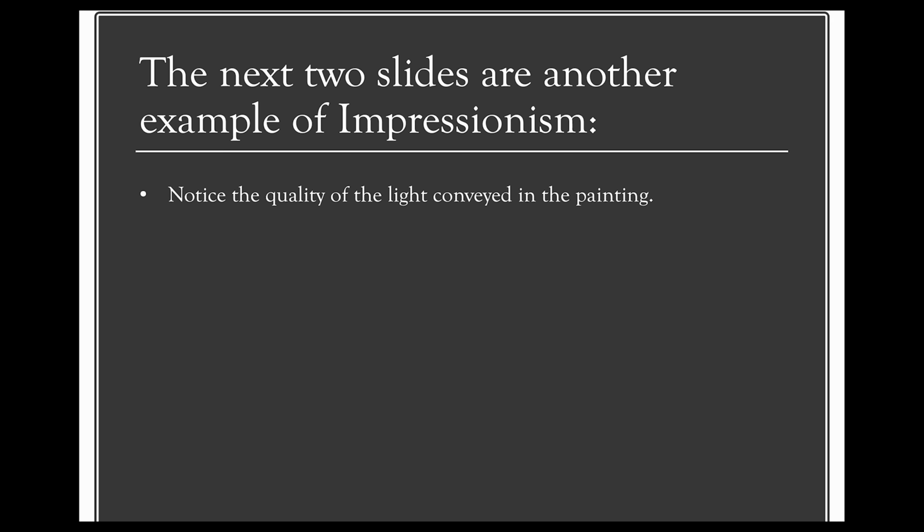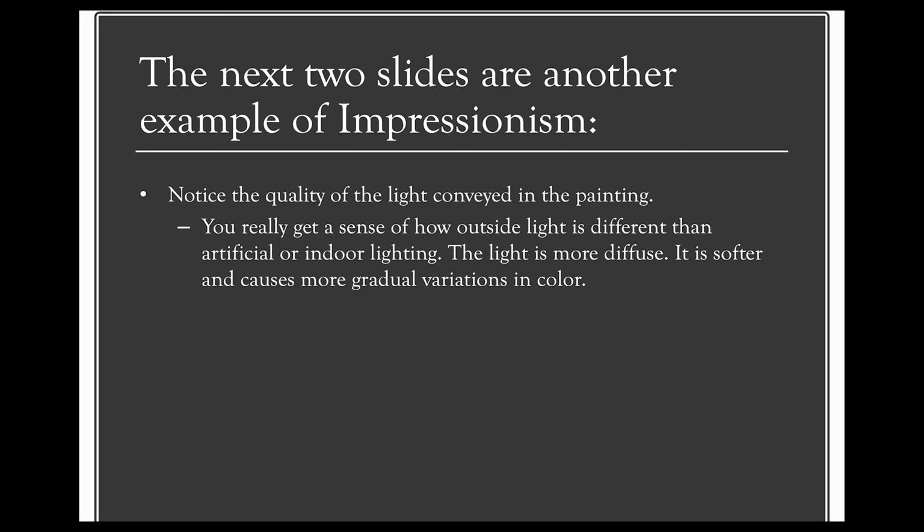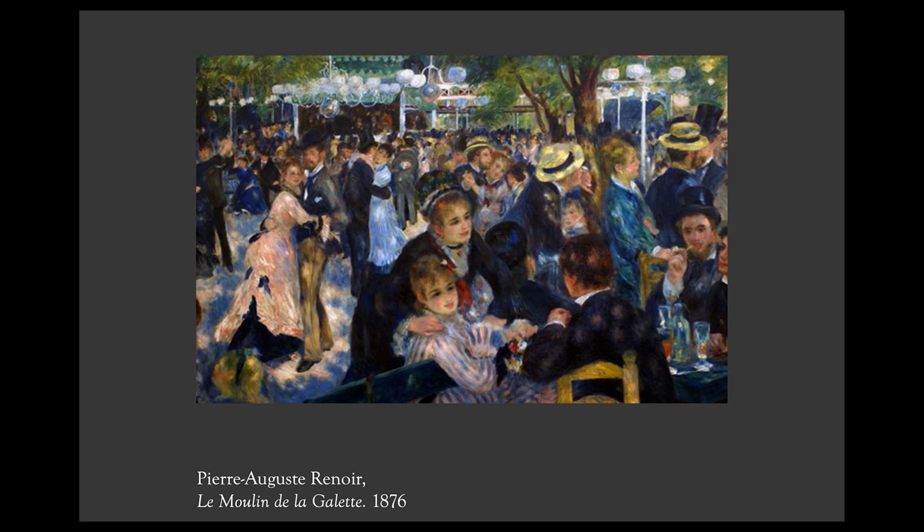Okay, some more Impressionism examples. Look at the quality of light. You really get a feel for it being outdoors. The light is more diffuse, it's softer, with more gradual variations in color. This is a famous picture by Renoir.